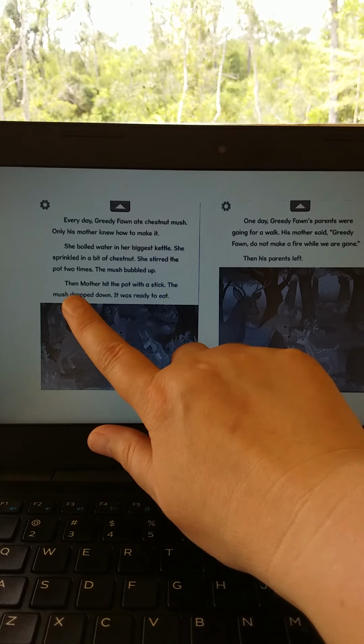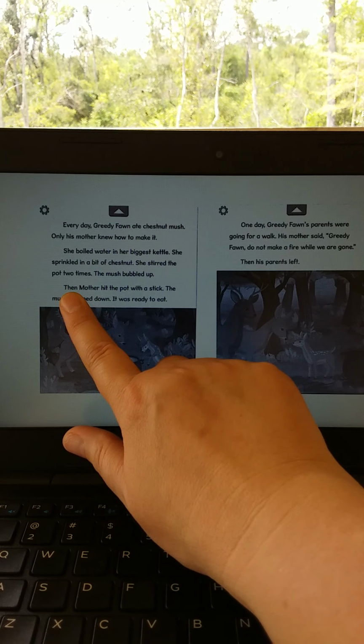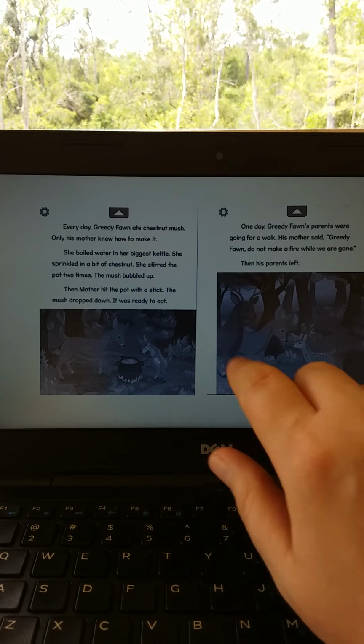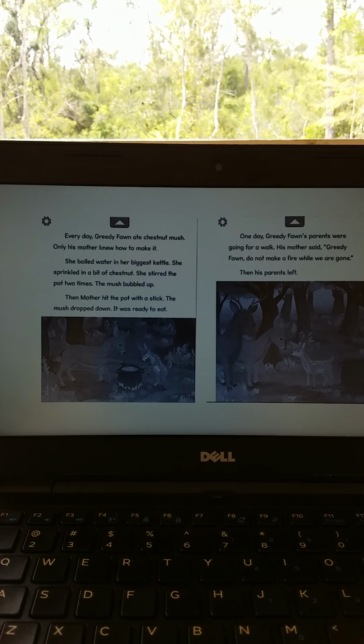Now you'll notice you see some sequence words here, like "then." So this is what she did first, and then she did this. So that would be a good sequence strategy to use.